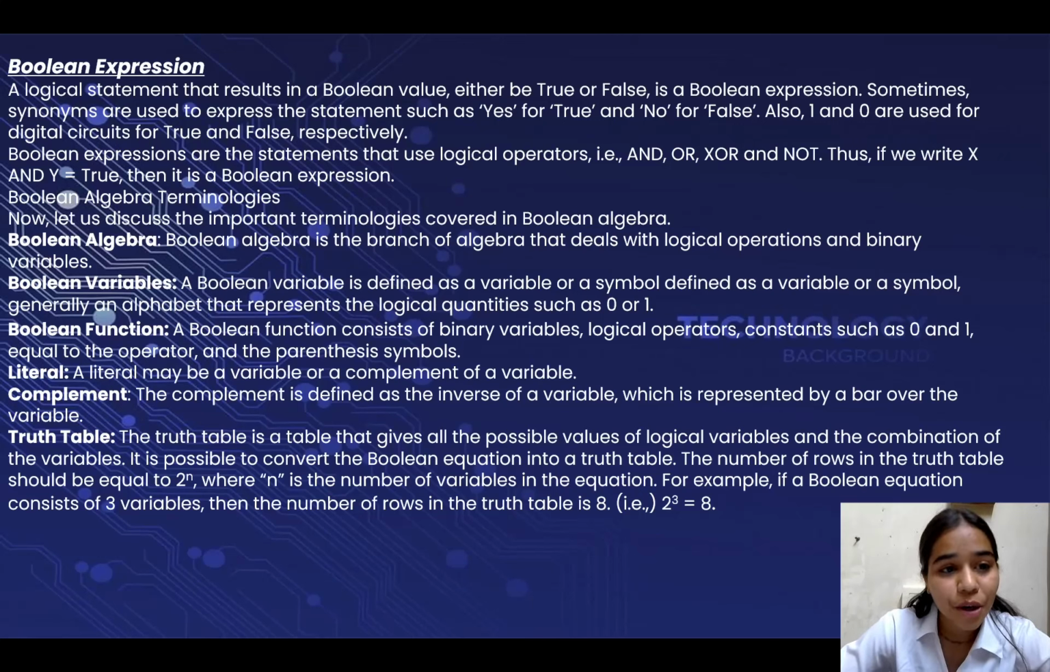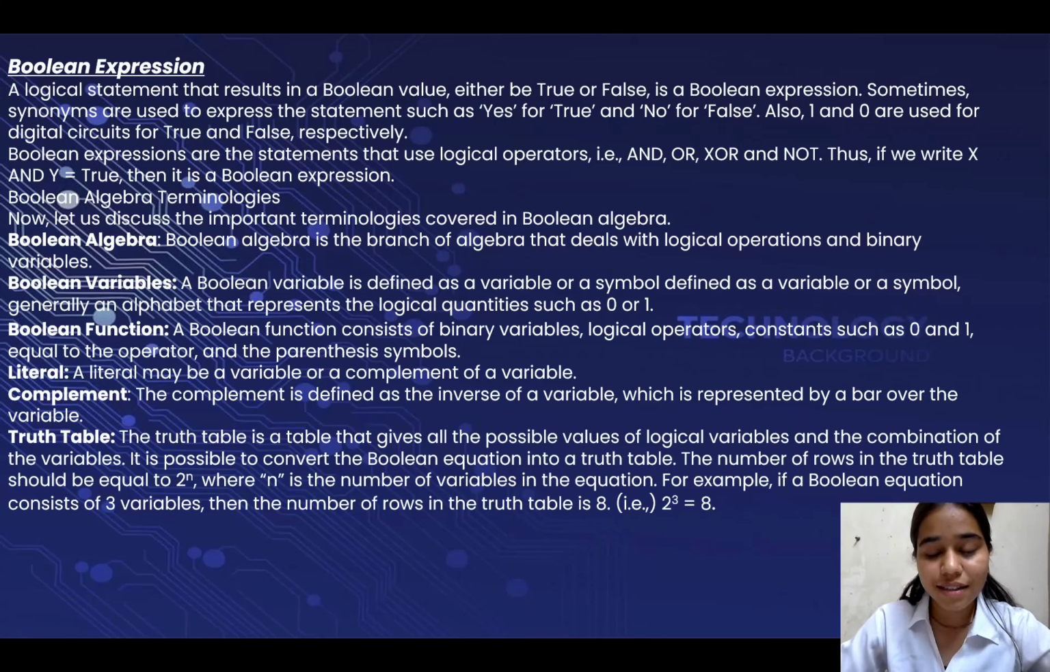Boolean algebra terminologies. Now let us discuss the important terminology covered in Boolean algebra. Boolean algebra is a branch of algebra that deals with logical operations and binary variables. Boolean variables. A Boolean variable is defined as a variable or a symbol, generally an alphabet, that represents the logic quantities such as 0 or 1. Boolean function. It consists of binary variables, logical operations, constants such as 0 and 1, the equal to operator, and parenthetical symbols.